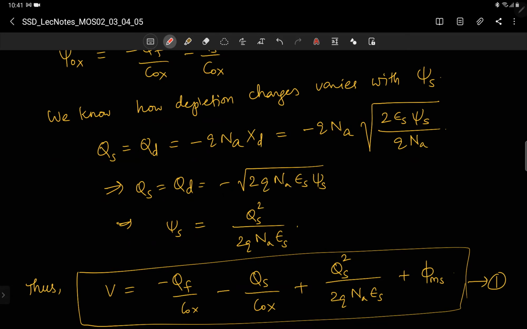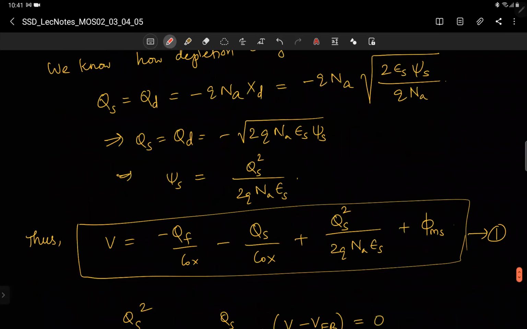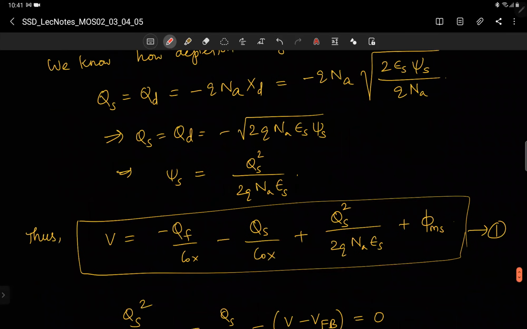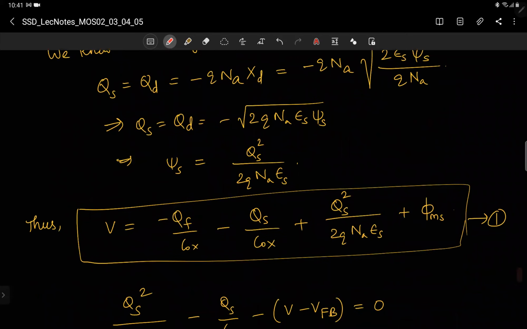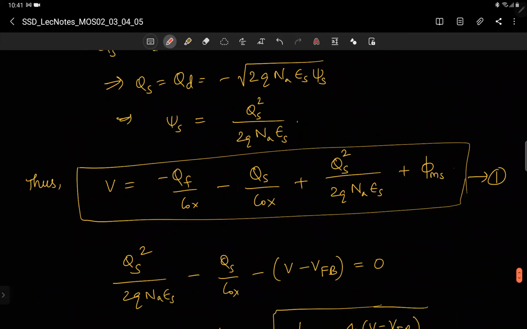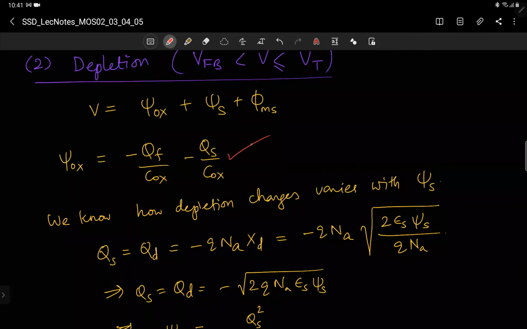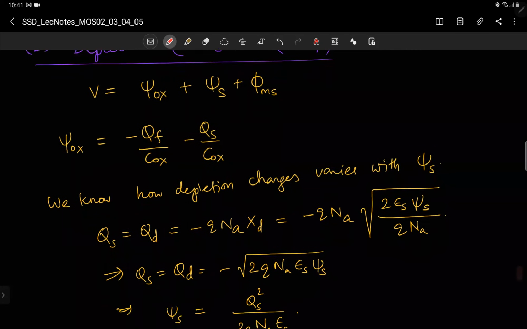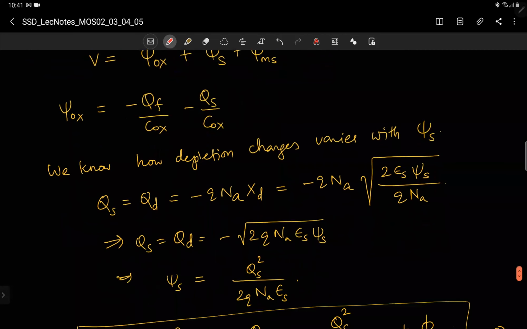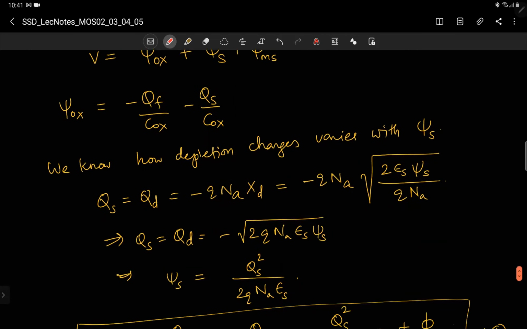That's what we have been doing. And if you express psi s in terms of QS, it is psi s equal to QS square by 2 QNA epsilon s. All right. Now you just write the same thing here. You know psi ox, that is here, and psi s we have just derived in terms of QS and phi ms. So just put those three.